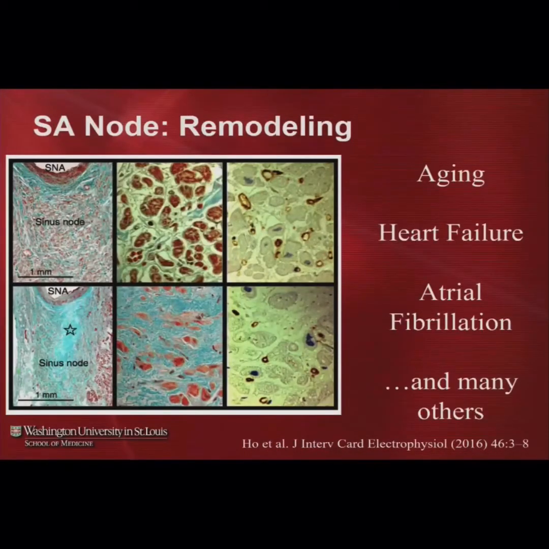And not only is the human SA node incredibly complex at the beginning, it also remodels over time. Just the natural aging process, the comorbidities that our patients bring to the table, like heart failure and atrial arrhythmias, all lead to changes in this SA node apparatus that can lead to sinus node dysfunction or difficulty exiting from that SA nodal area. So here is a figure from Ho and colleagues in 2016 showing a normal control up top, and comparing it to an age-matched patient, 67 years old, that had persistent atrial fibrillation for 10 plus years. And you can appreciate the differences.